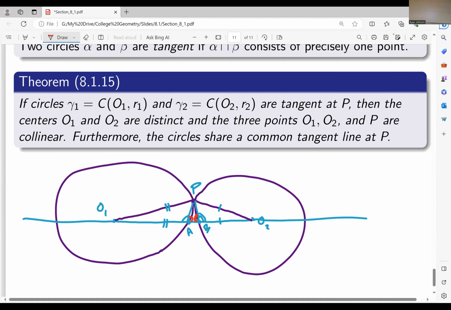So it can't be that way. Circles have to intersect at P. All right, well, that completes this section.